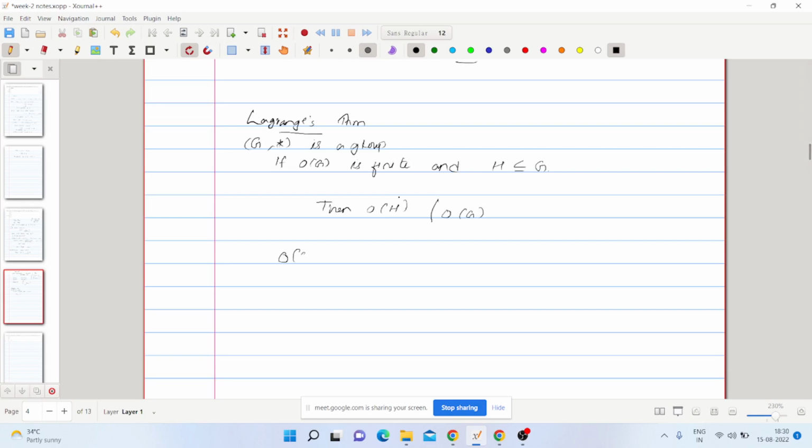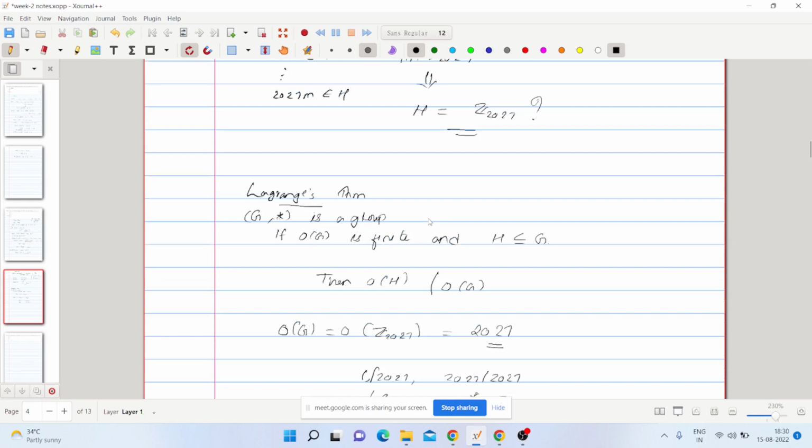So here the order of G is the order of Z 2027, which is 2027. Since 2027 is prime, we have 1 divides 2027 and 2027 divides 2027. These are the only possibilities. So corresponding to these we can have the subgroups. Corresponding to 1 we get the trivial subgroup, and corresponding to 2027 we get Z 2027 as our possible subgroup. So these are the only possible subgroups.